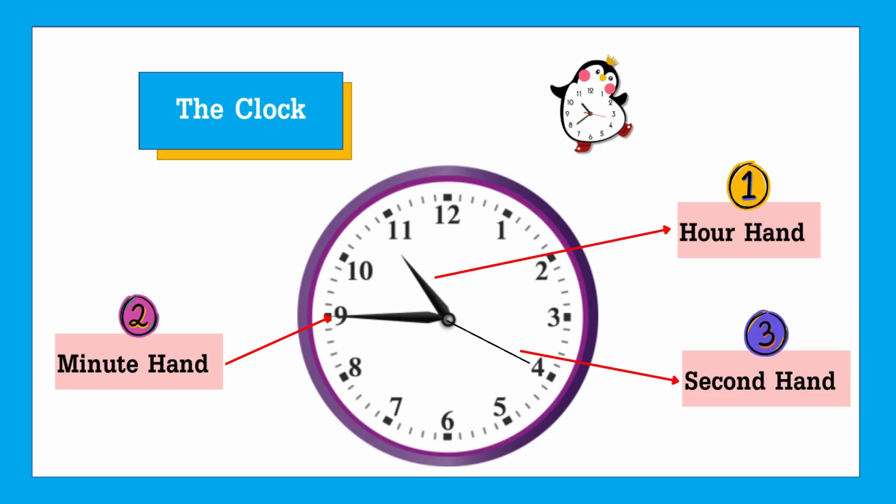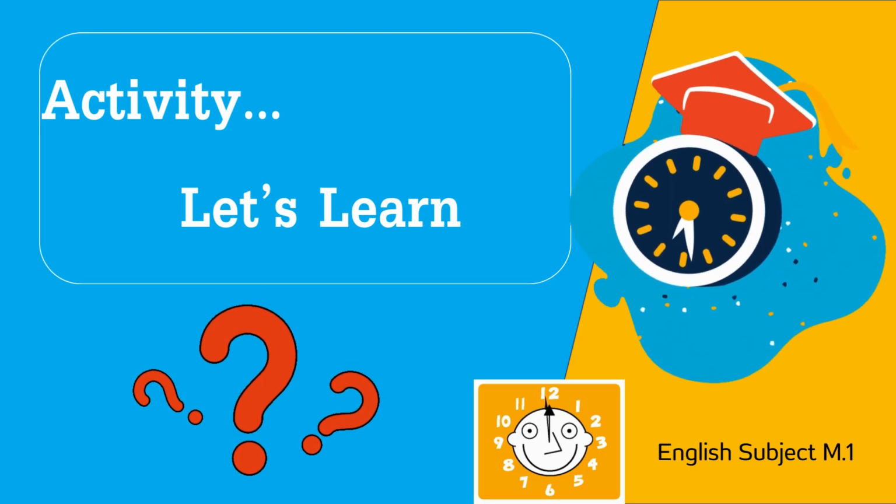On the watch face, there will be a total of 3 needles. The first needle is the shortest. We call it the hour hand. The second needle will be a long needle. We call it the minute hand. And the last, third needle will move faster than other needles. We call it the second hand. It's time to learn together.